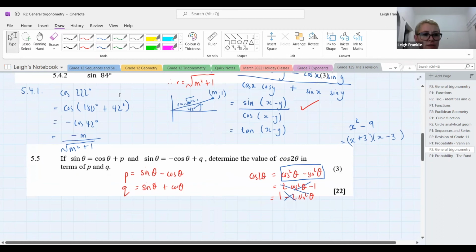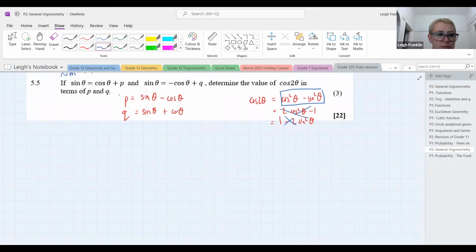So the first thing that we can do, sorry, I'm just going to create a little bit of space down here. In 5.4.2, we have got the sine of 84. So we know that we can expand that using our sine double angle formula. That would expand to 2 sine 42 cos 42. Does that make sense to everybody?